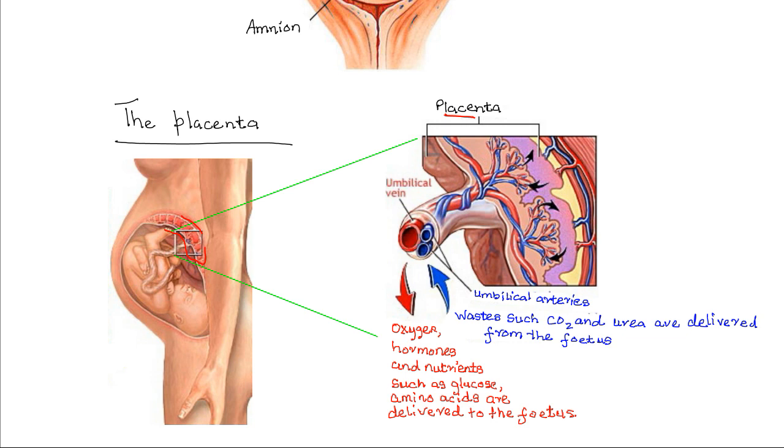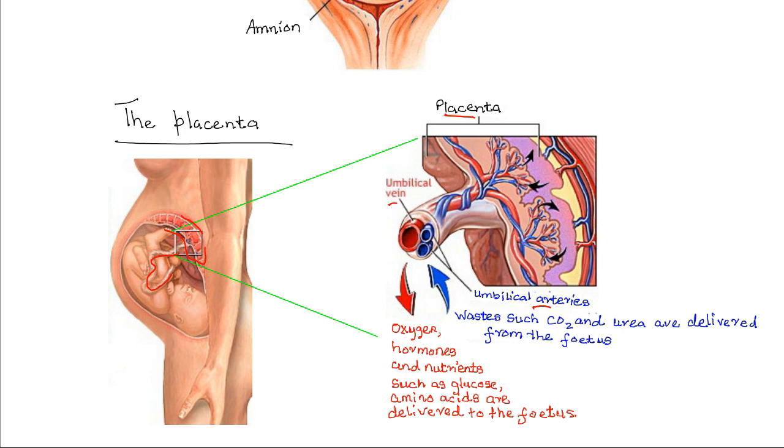The embryo is attached to the placenta by the umbilical cord. This is the umbilical cord, and it carries the umbilical blood vessels, that is the umbilical vein and umbilical arteries.